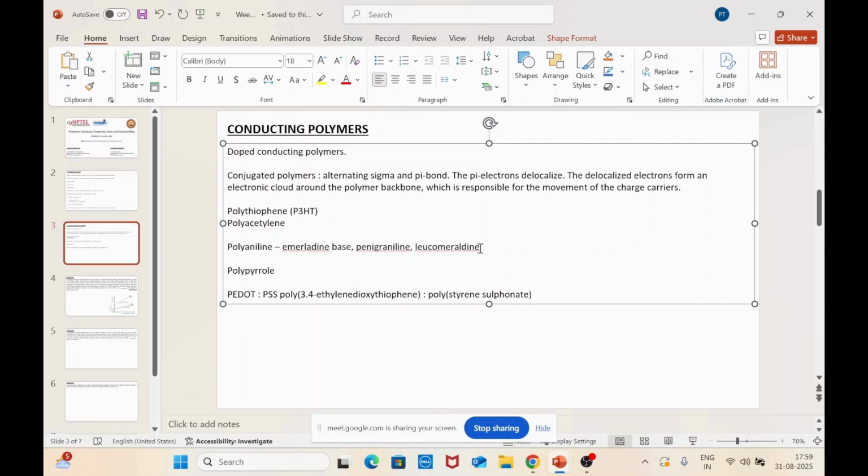Again, this PEDOT is electrically conductive in nature, whereas the PSS is insulating in nature.